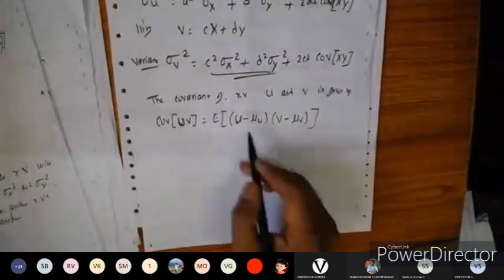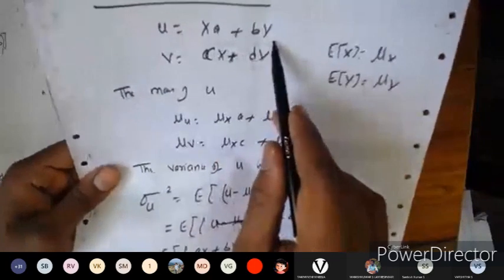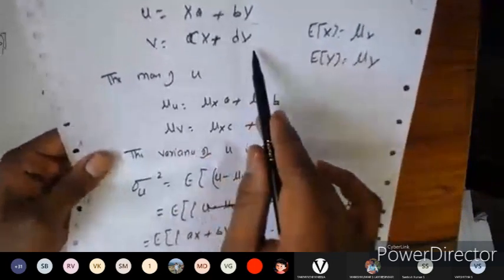Now we know that u is a combination of two random variables, aX plus bY, and v is cX plus dY. The mean of u is a μx plus b μy, and the mean of v is likewise. Let us substitute these things into the expectation here. I'm going to substitute the same thing here.